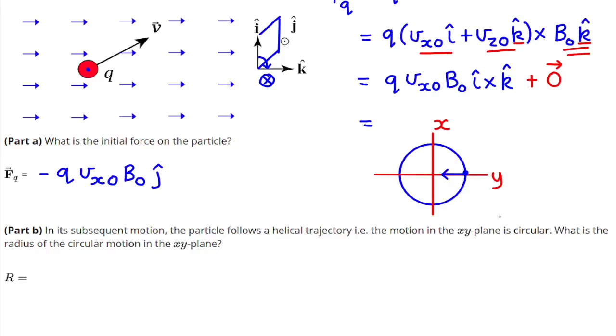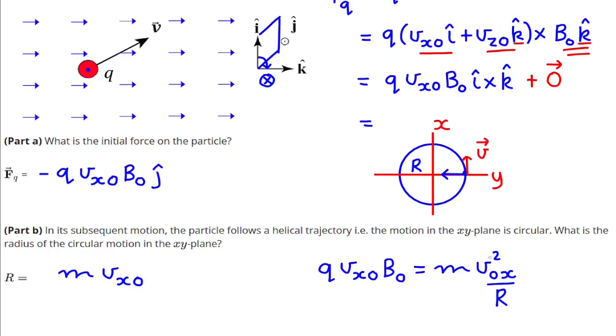So that's the magnetic force, which keeps it travelling in a circle in the xy plane. So the magnetic force has a magnitude of q by Vx naught by B naught, and that's equal to the mass of the particle by the square of its speed. So the velocity of the particle is in a tangent direction, and because there's no force acting in a tangent direction to the circle, the speed of the particle is constant in the xy plane. So Vx naught squared on r, being the radius of the circle, is the centripetal acceleration. So if we solve for r, we get m by Vx naught, because these two cancel, on q B naught.